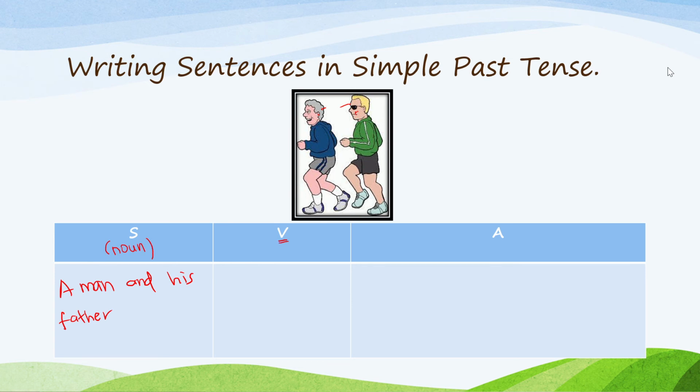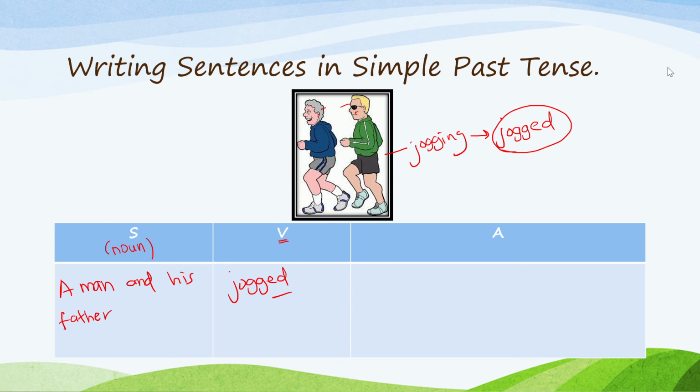And the verb should be, what is he doing? What are they doing? They are jogging. So, what is the simple past tense? The past tense form for jogging. You get it? Correct. Yeah? The past tense form for jogging is jogged. Jogged. So, you have to write this one in the table. Jogged.